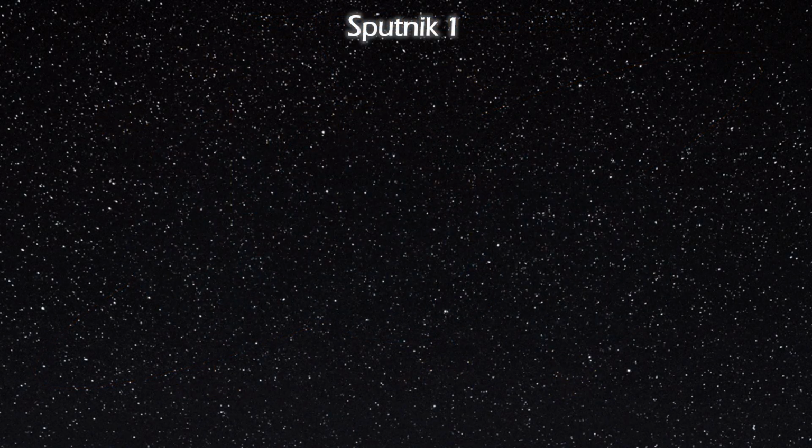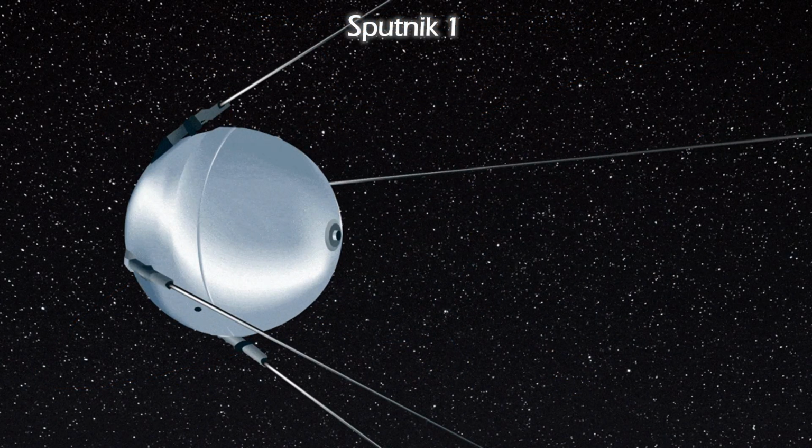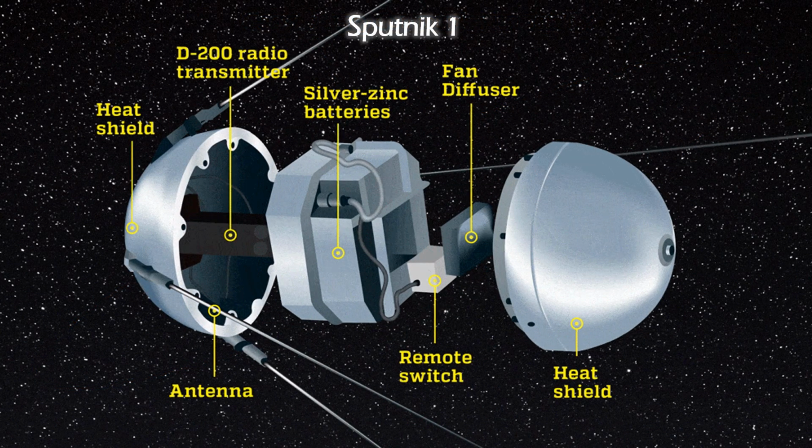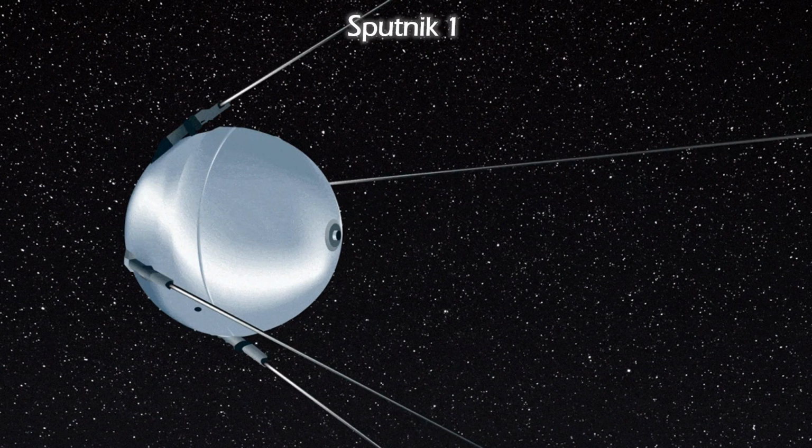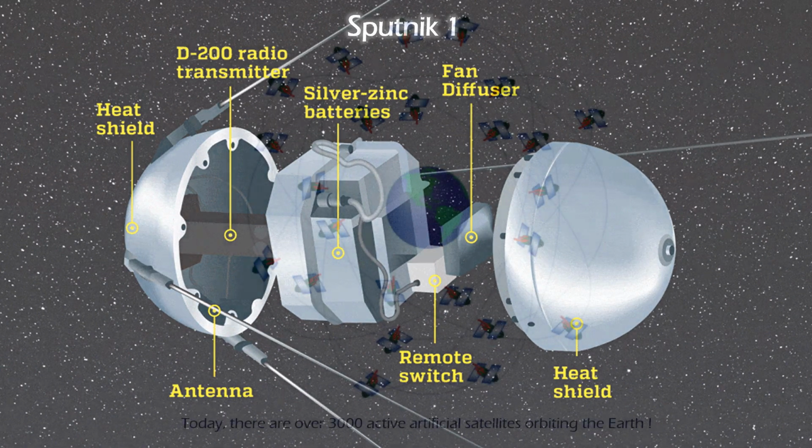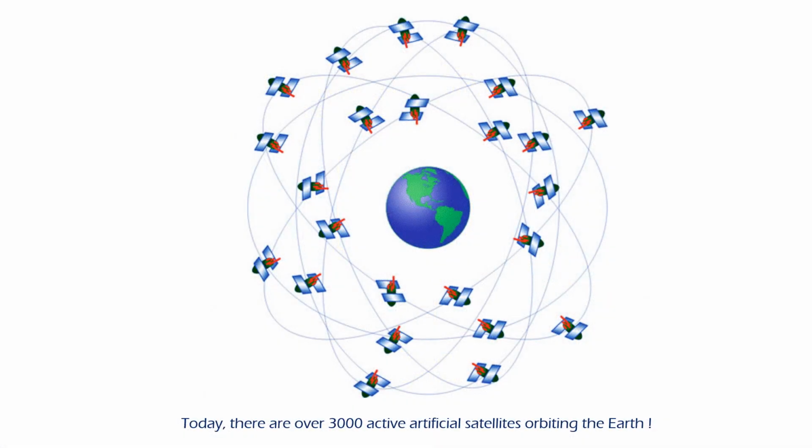Sputnik 1 is the first ever man-made satellite that was sent into orbit by the Russians in 1957, and it lasted for 3 months. Today, there are more than 3,000 active satellites that orbit the Earth for various purposes.